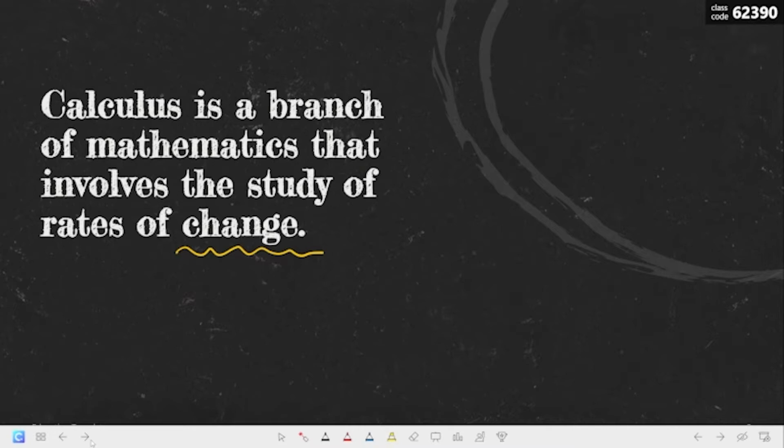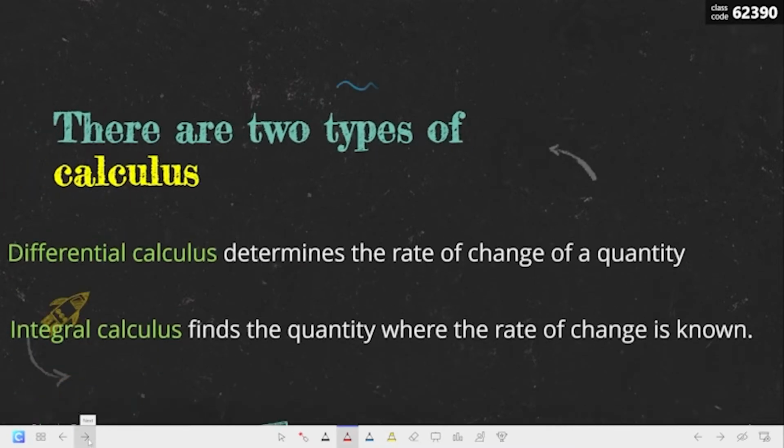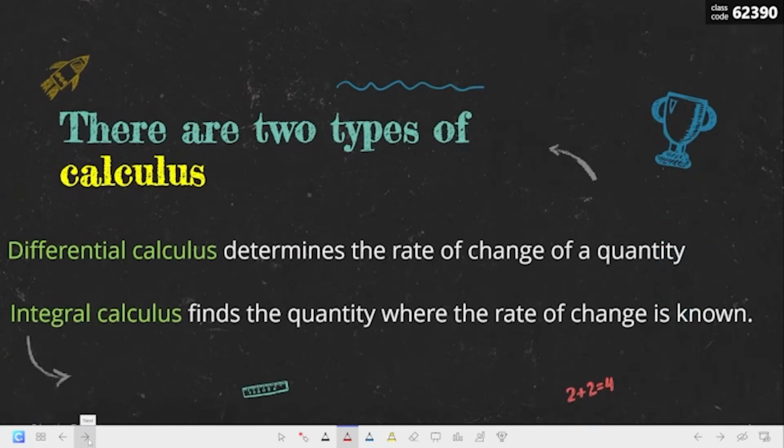Most of the equations in physics use calculus. There are two types of calculus. We have differential calculus, which determines the rate of change of a quantity, and integral calculus, which finds the quantity where the rate of change is known.